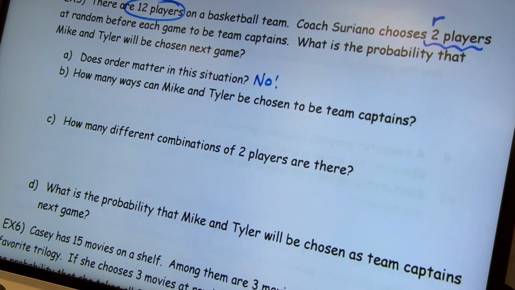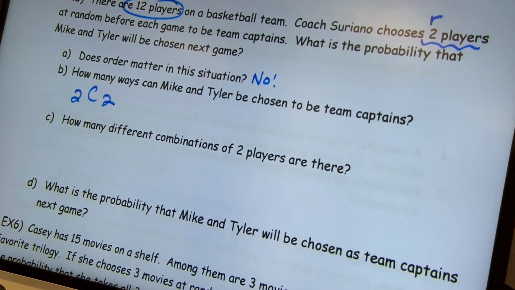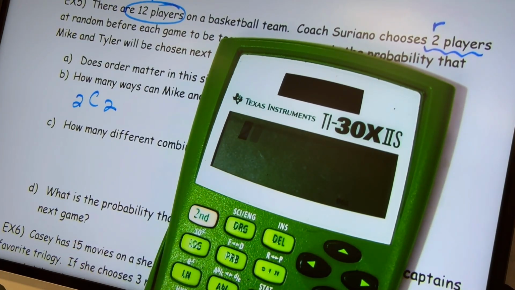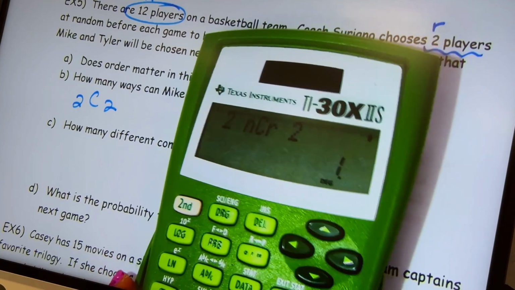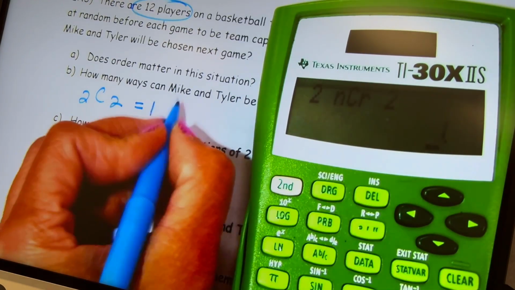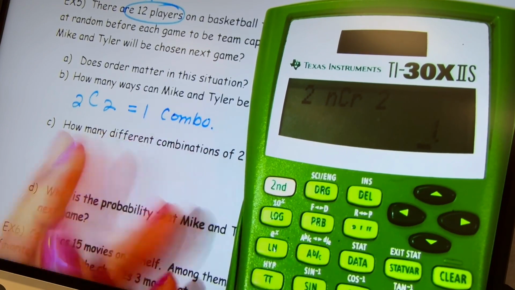Letter B, how many ways can Mike and Tyler be chosen to be team captains? Well, Mike and Tyler are how many people? 2 people. So it's just 2 choose 2. 2 people and choosing 2 team captains. 2 choose 2. Well, we can use our calculator for that. 2 NCR 2 is going to equal 1. So there's only one combination. It's one way that this can happen.